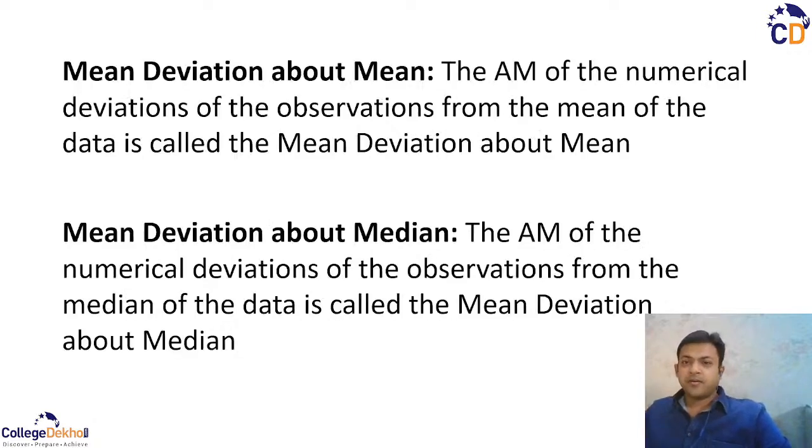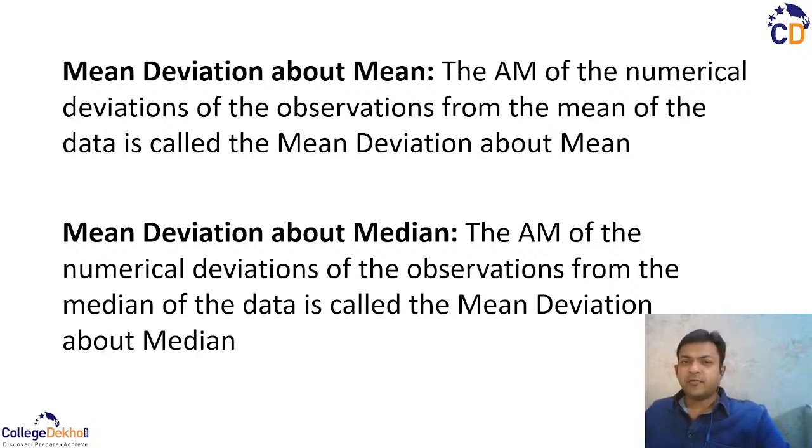Let us try and understand with the help of an example. Before that, we need to understand that mean deviation can be calculated either about the mean or about the median. The definition of mean deviation about mean would be the arithmetic mean of the numerical deviations of the observations from the mean of the statistical data.